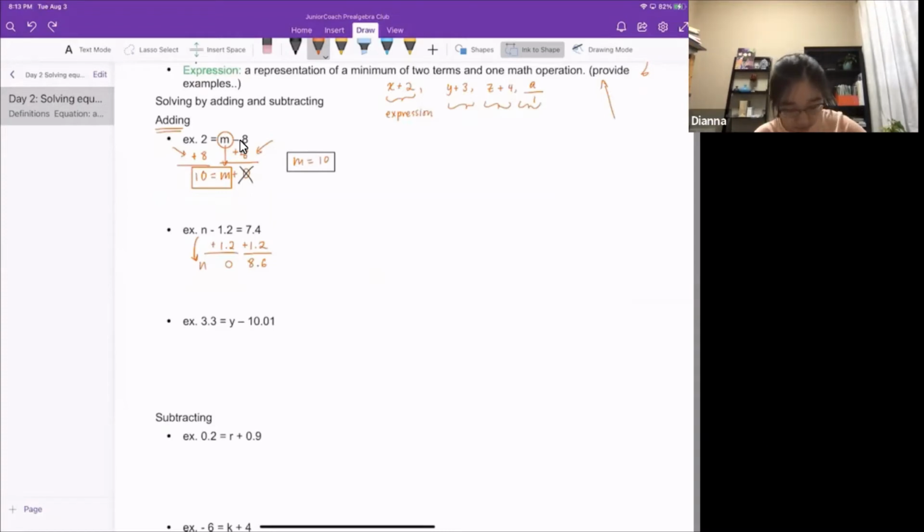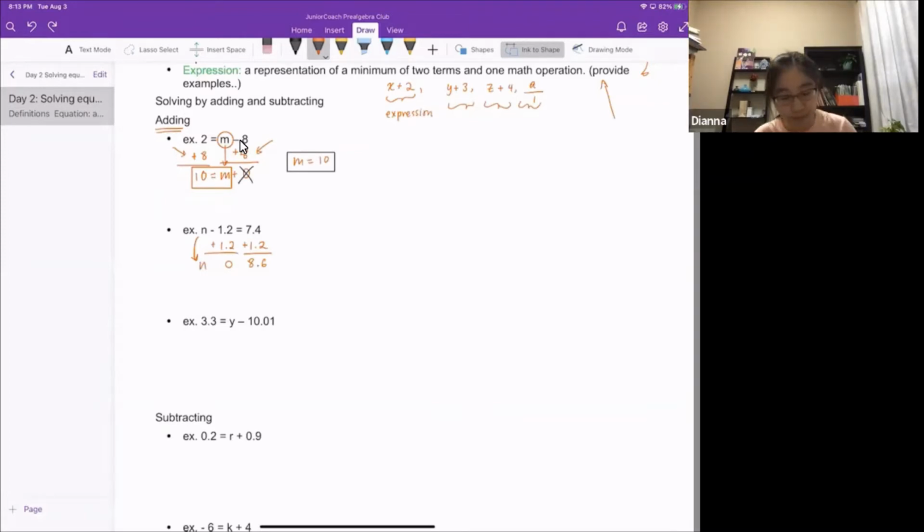So 13.31 equals y. The y just gets bumped down here, and the 0 just goes away. So it's going to be y equals 13.31. And that's going to be your answer. So it's simple enough.